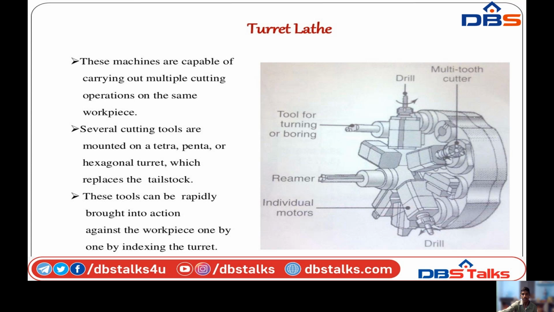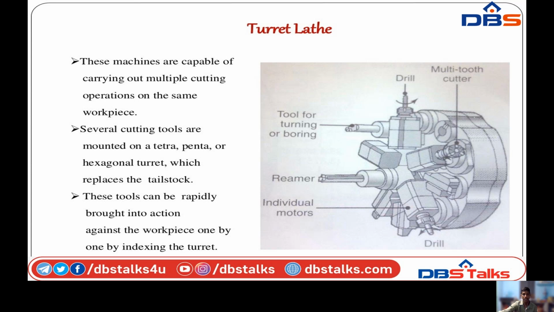That is why we call it a versatile lathe machine. It can rotate about 360 degrees. Why am I calling the turret lathe machine versatile? Because of only one reason: multiple operations can be done by using one machining center. Several cutting tools are mounted, tetra, penta or hexa, on the turret, which replaces the tailstock. Instead of the tailstock, we are using machining centers.